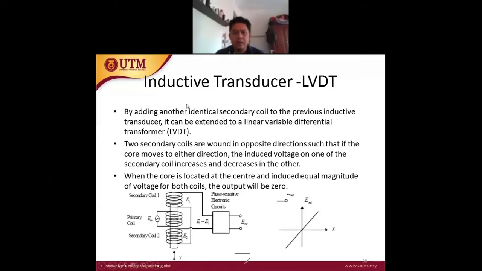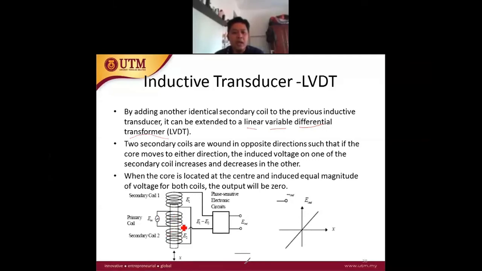But we modify the transformer to construct what is called an LVDT, or linear variable differential transformer. In a linear variable differential transformer, we have three sets of winding, lined in the same axis and placed apart. This is the physical construction of an LVDT. In the middle we have the primary core.